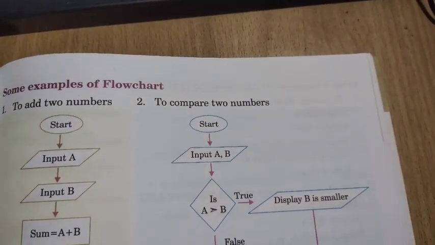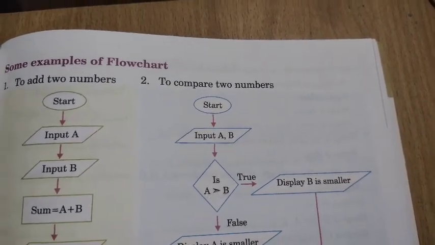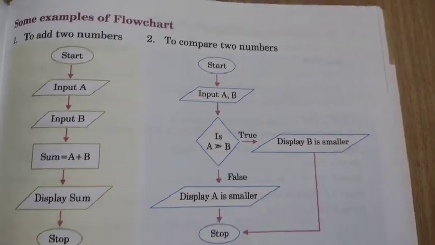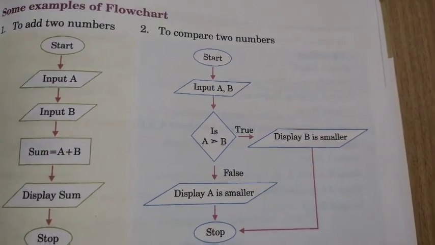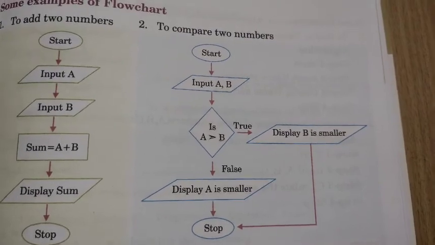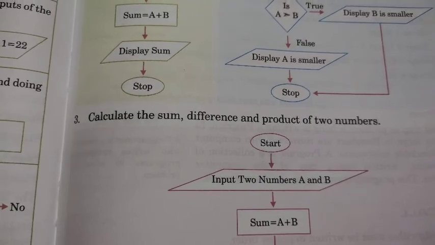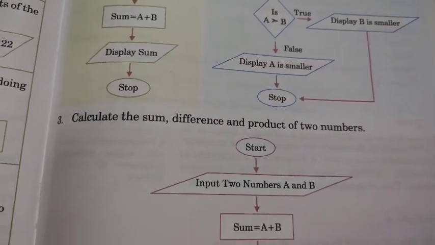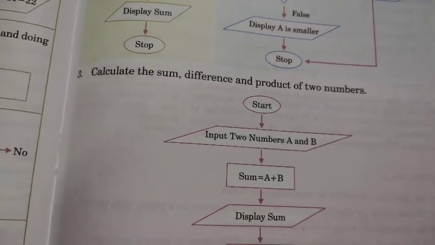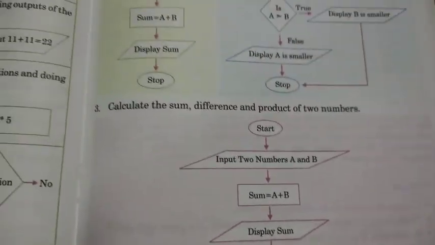You see, to compare two numbers: start, input A and B, is A greater than B, then the right arrow, display B is smaller, then downside false, display A is smaller, then stop. Okay, calculate the sum, difference and product of two numbers. Start button, input two numbers A and B, sum equals A plus B, display sum, display difference, display product, and the stop.